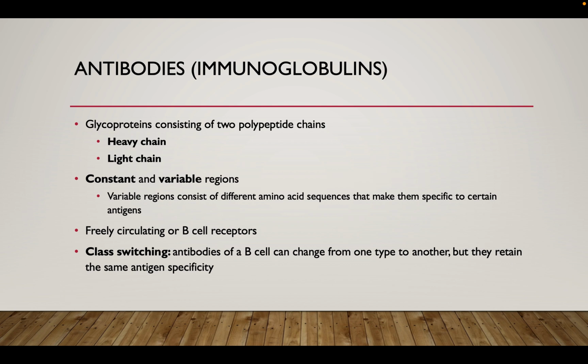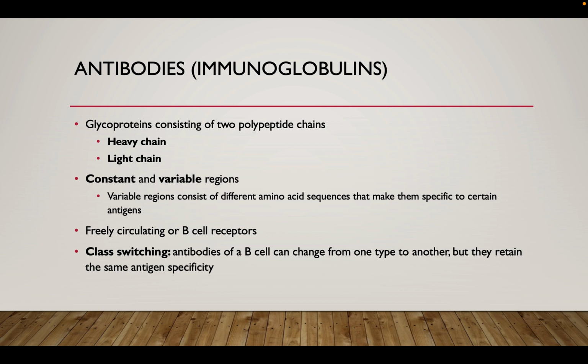These antibodies can be freely circulating in your blood, and when they encounter a pathogen, they bind to it. They are also the receptors on our B cells. So when a B cell binds a foreign antigen or pathogen floating around in our bloodstream, what it binds to is a B cell receptor, which is an antibody. These antibodies are also sometimes referred to as immunoglobulins.